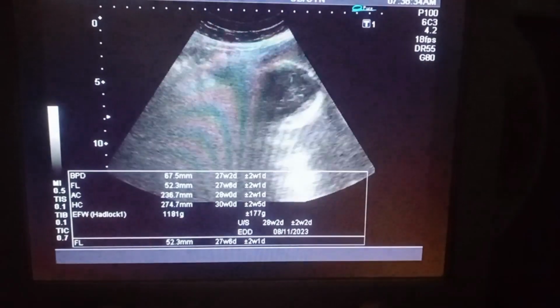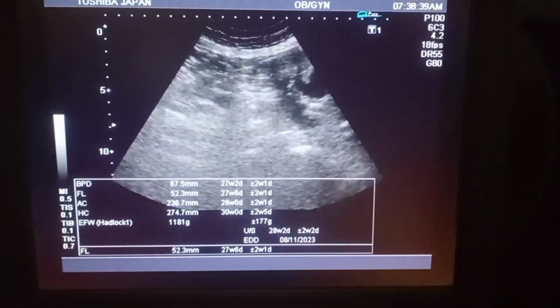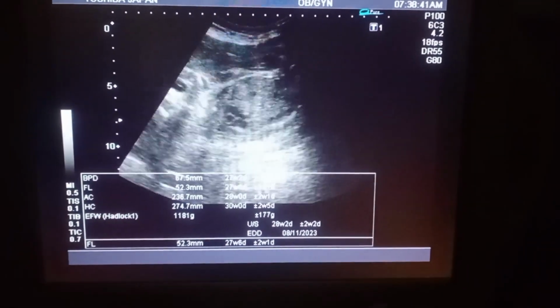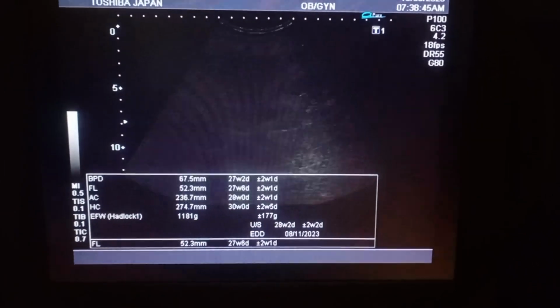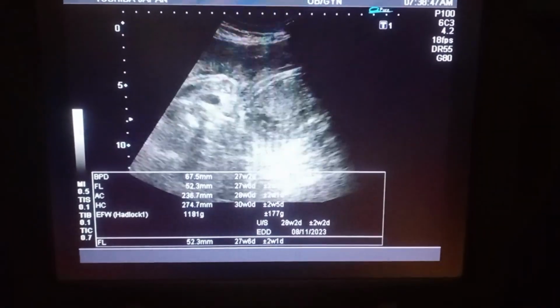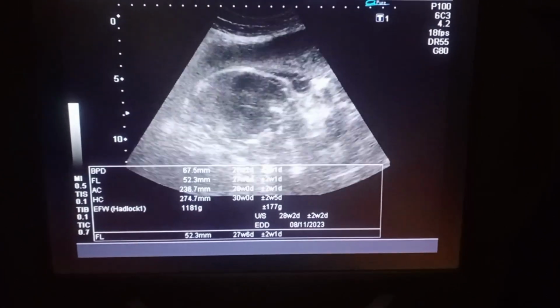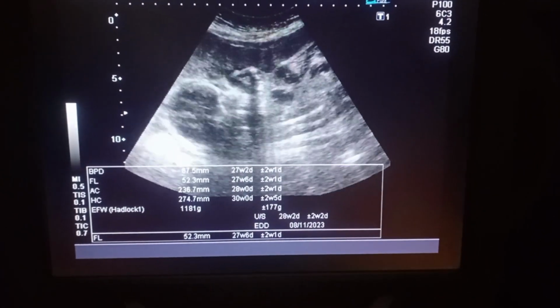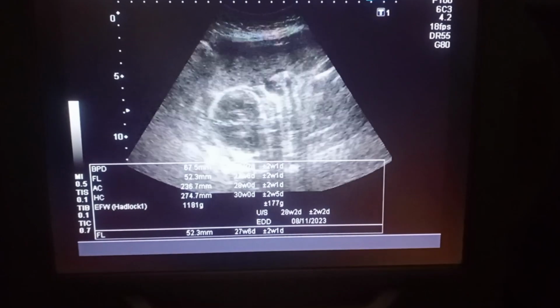Difficult to see. We'll see the liquor, that is very scanty in none of the pockets of the four quadrants. We can see the inadequate amount of the liquor, almost 2 to 4 or nil. Scanty liquor, placenta anterior, grade 1 maturity.